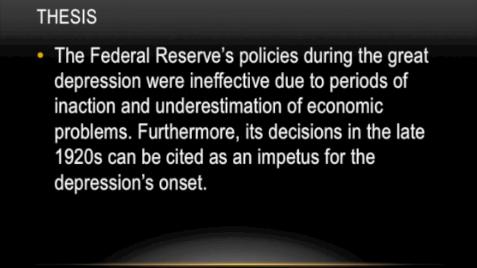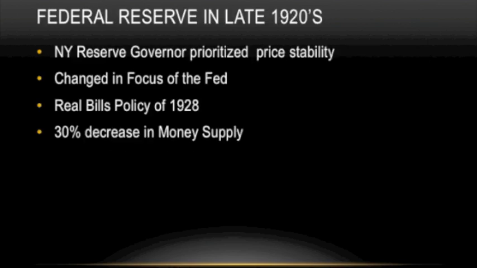The Federal Reserve's policies during the Great Depression were ineffective due to periods of inaction and underestimation of economic problems. Furthermore, its decisions in the late 1920s can be cited as an impetus for the Depression's onset. A popular economist of the 1920s, Irving Fisher, believed that price level stability should be the priority of the Fed, and the governor of the New York Federal Reserve Bank believed him.